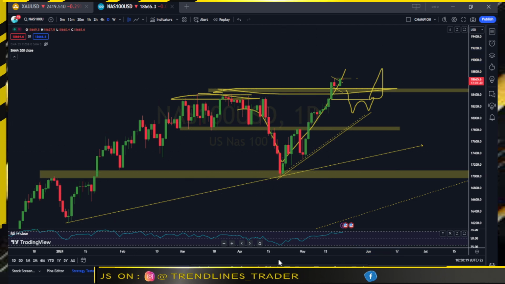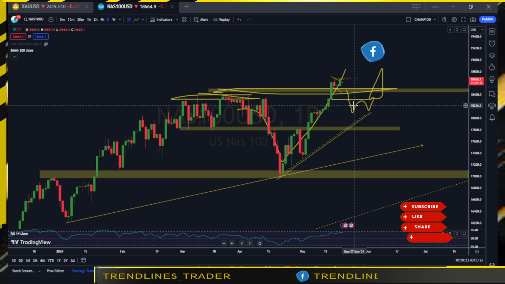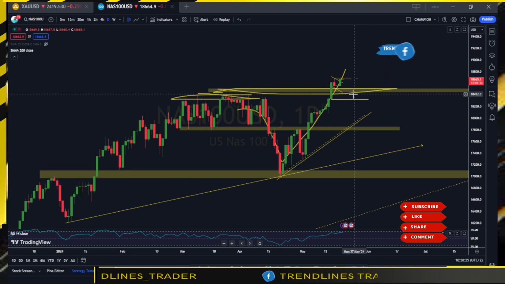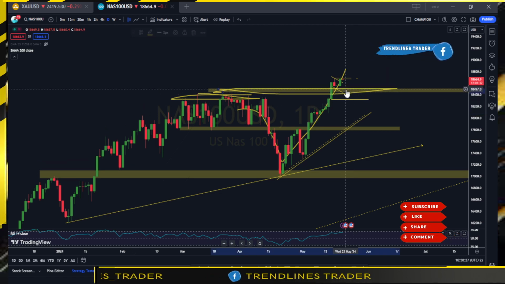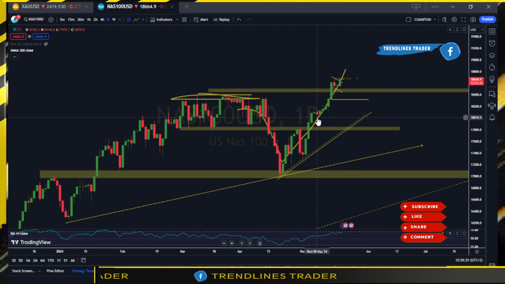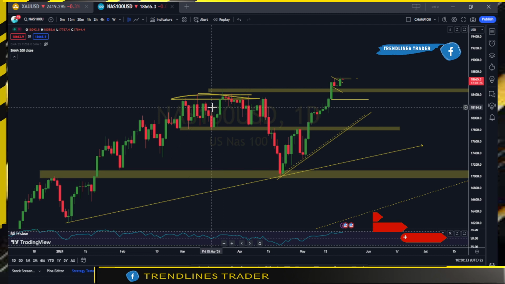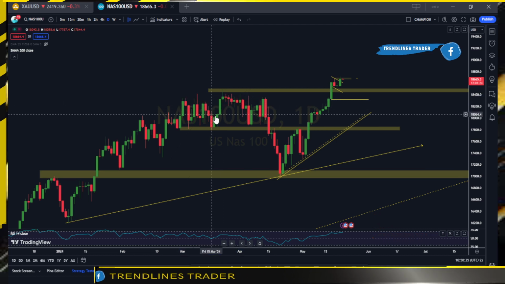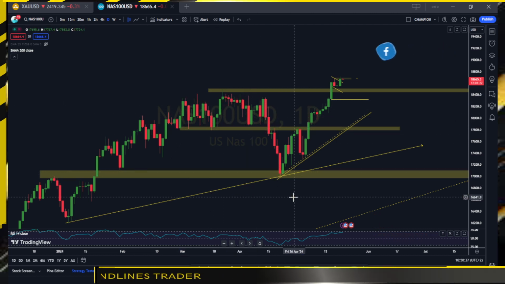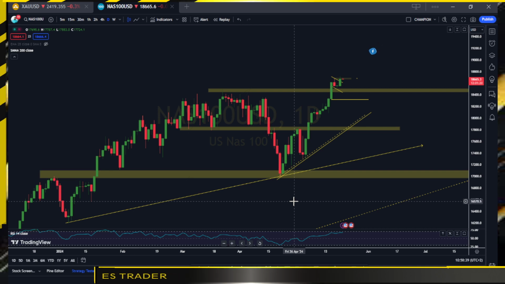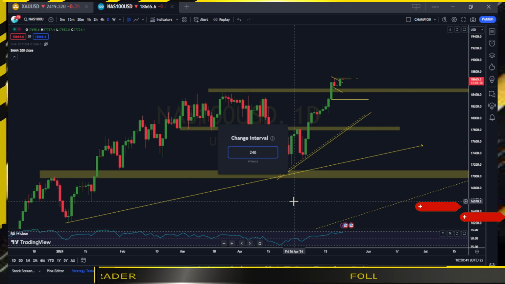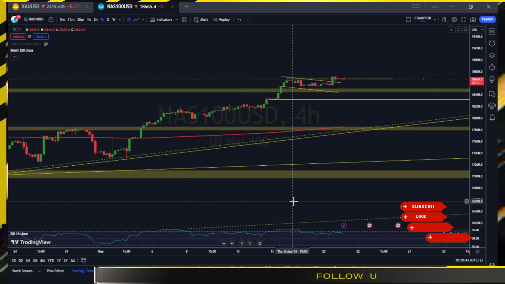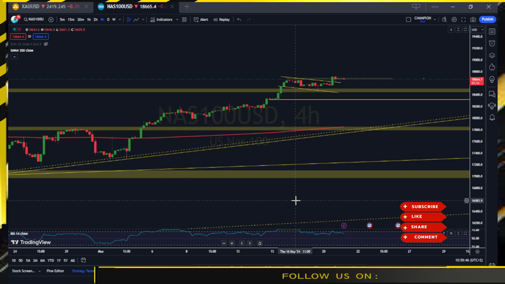Let's go to our 4 hourly time frame so that we can witness what is happening there. Remember, we start with the higher time frame and then come back to the lower time frame. So that's how we analyze our charts. This is our NASDAQ 100. Don't ever forget we are on NASDAQ 100, but you can see the watermark there.